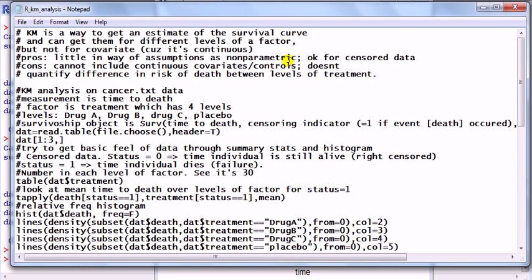Okay, as I said, I'm not a biostatistician, so if I've made a mess of anything here, feel free to share.